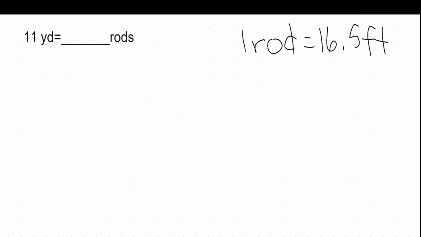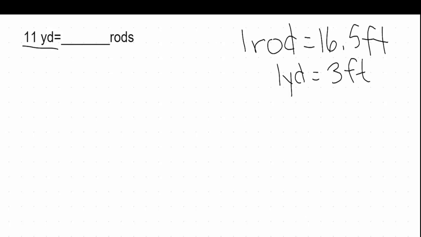All right, so for our next example, we have 11 yards is equal to how many rods. We have to make sure that we have the correct measurement conversions first. From the sheet that I have, I know that 1 rod is equal to 16.5 feet. I also know that 1 yard is equal to 3 feet. So I'm going to use these two conversions with my specific problem.